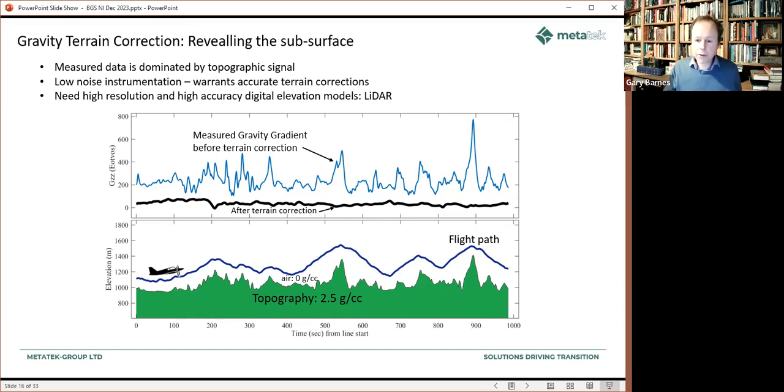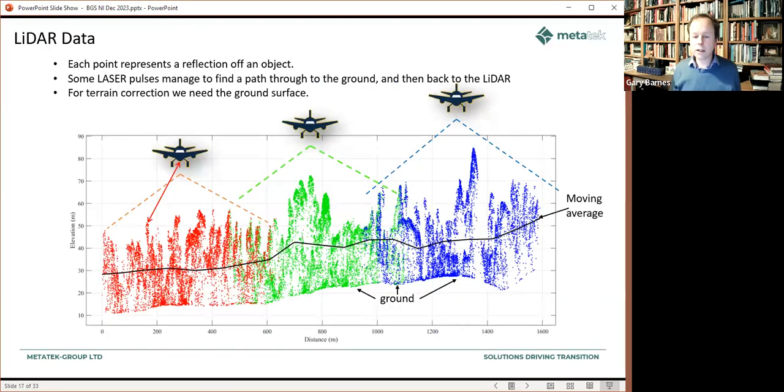But when you've got a very accurate instrument like the enhanced FDG, which is measuring the gravity and gravity gradient fields with very high resolution and high accuracy, your final data is only as good as the corrections that you apply to it. So with a very, very sensitive instrument, that really does warrant a very, very accurate terrain correction. So this is the reason why we also acquire LiDAR data with our surveys. That gives us a very detailed image of the Earth's surface.